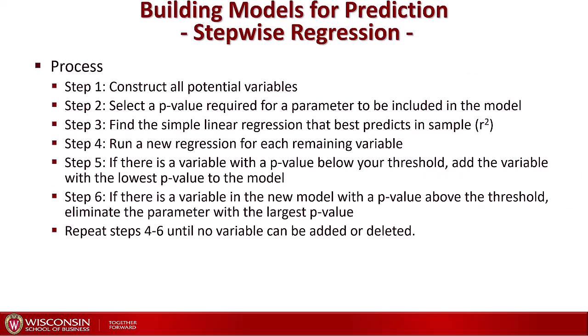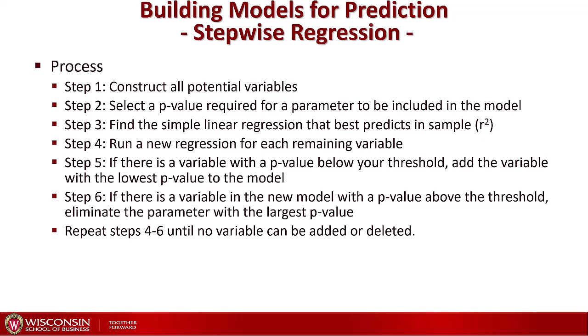So here I've put the process step by step. First, we'll construct all the potential variables. We'll say which x might be entering our regression equation. Then we'll select the maximum p-value required for a variable to be included. Then we'll find the variable that has the largest r-square for y, so that explains the largest share of the variance in y, and we'll take this variable as a starting point for our model.